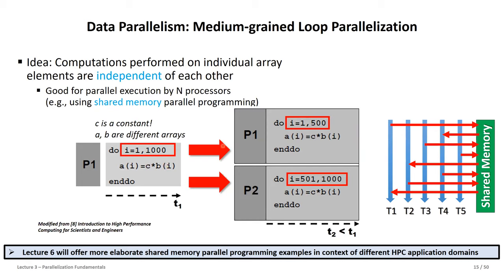So here, in order to get a speedup and lower the time to solution, you just use two processors that work on different parts of the array. This works very nicely in shared memory. You can imagine it is often very quick to parallelize loops in shared memory. That's why we will talk in lecture 6 about how this is supported in OpenMP. But this is just one example.